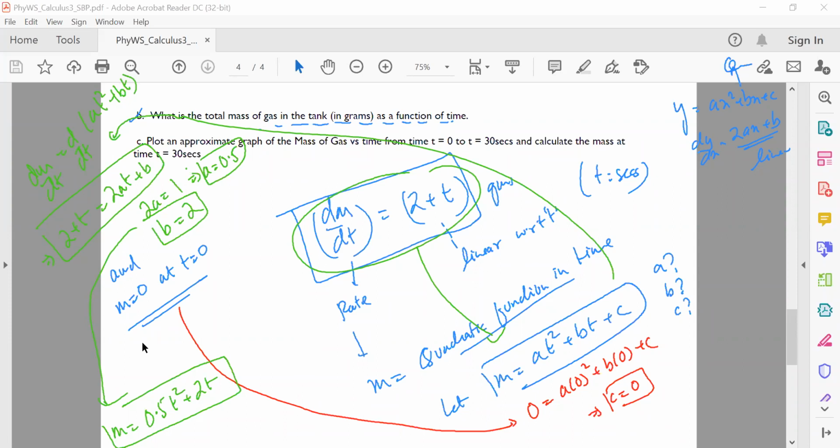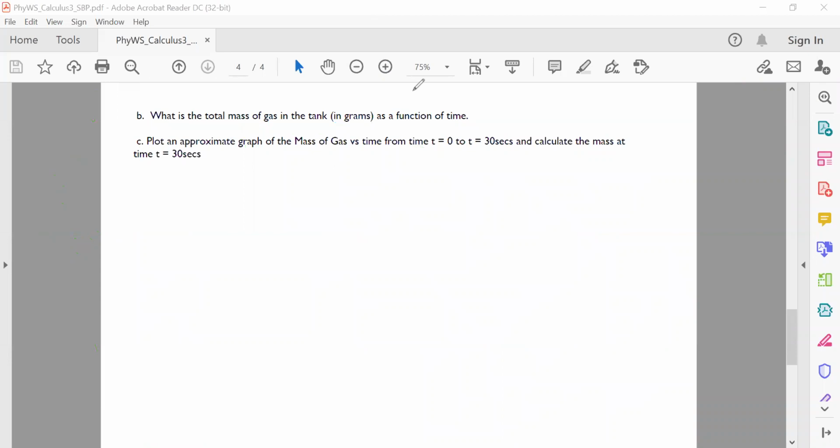Okay, so hope this is clear, people. Yes, sir. Okay. So now once I've got this function of time, I can easily take some values and plot the graph. So this part I want to do now.